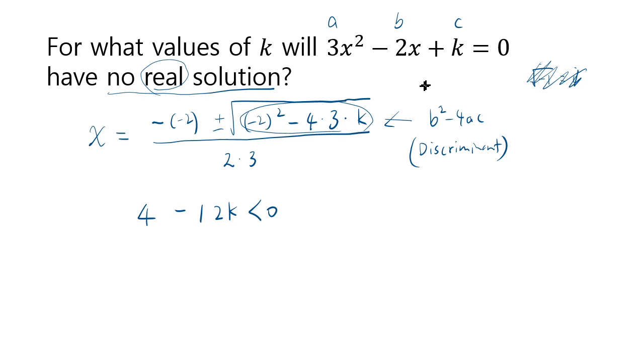If it's 0, it will have one real solution, which is like a double root. And if this is positive, then you're going to have 2 solutions, because there's a plus and minus of this positive value. So we are really saying that the discriminant has to be less than 0 in order for this to not have a real solution. And that means 4 has to be less than 12k, and that says k is bigger than 4 over 12, which is 1/3.